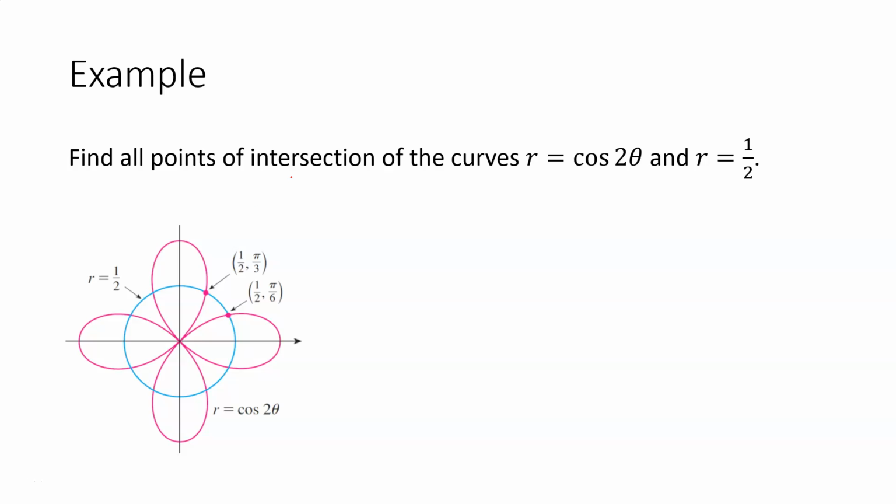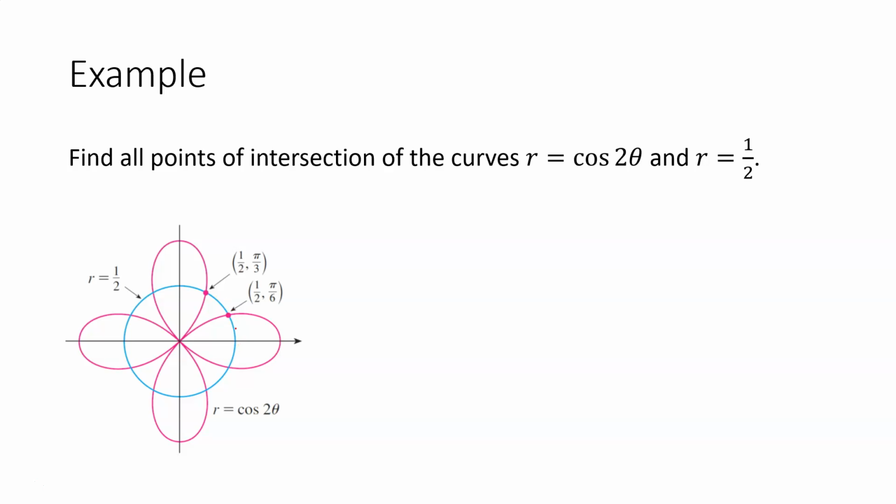In this example, I want to think for a moment how we can find the points of intersection between the curves r equals cosine of 2 theta and r equals 1/2. Here we see r equals cosine of 2 theta is this four-leaved rose curve that we've seen before, and r equals 1/2, which is the circle of radius 1/2 that we have graphed here.